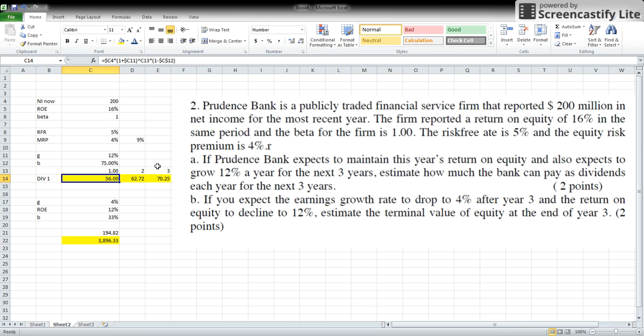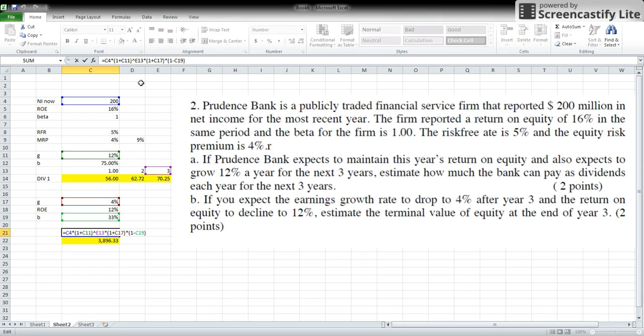If you expect the earnings growth rate to drop to 4% after year three, and the return on equity to 12%. So two changes are taking place after year three. Growth rate now becomes 4%, ROE now becomes 12%, which means that automatically the reinvestment rate or the plowback ratio is now 33%, which is 4 over 12. So with this reinvestment rate, the expected net income for the fourth year is going to be different, right?